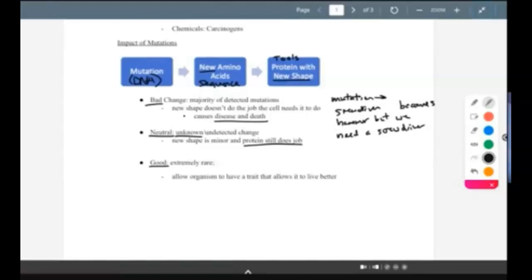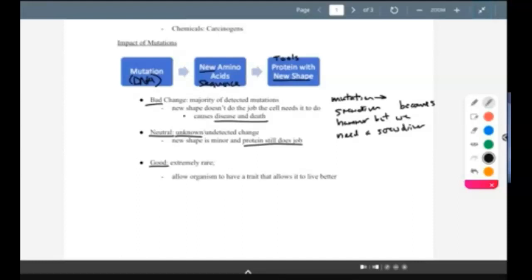Okay, and then the last one. We need a one. Oh, but we need a screwdriver. Okay, so if we get a hammer, that's cool. But if we need a screwdriver, a hammer's not going to do the job of a screwdriver. And so that would be bad for that organism.